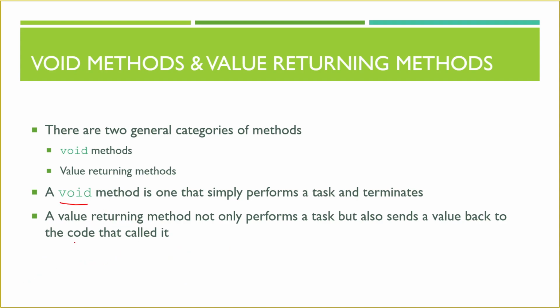And like I mentioned earlier, we've seen void methods with our main method, right? Public static void main. The main method does not return a value. It's just going to execute these statements one after another, and then it will terminate.